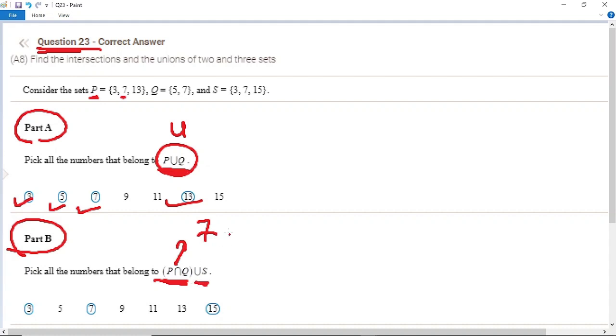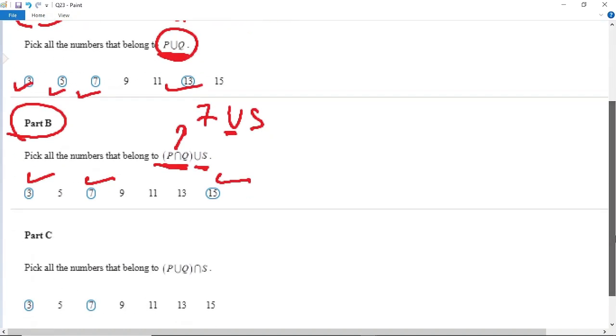Then he's asking here to union it with S. S has 3, 7, 15, and 7 also is here. That means I will pick all the set 3, 7, 15. Union, that means pick all the numbers. Intersect, get the numbers in common. Okay. Now part C.